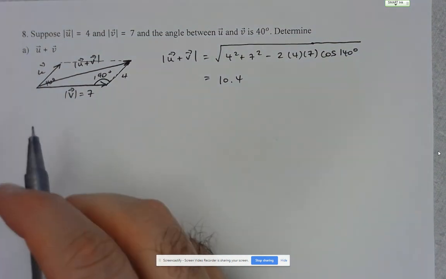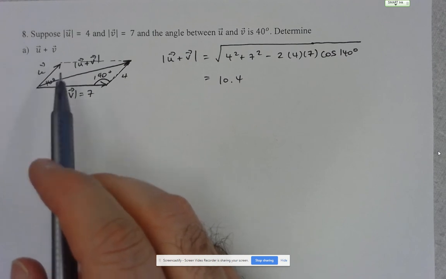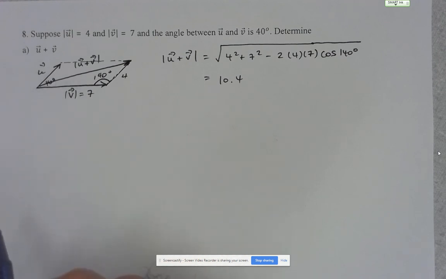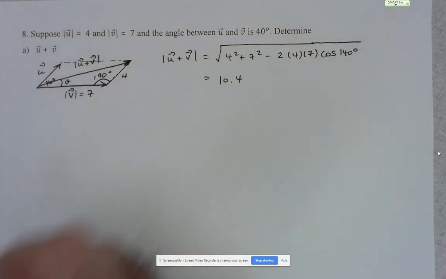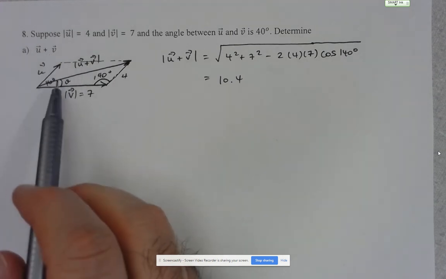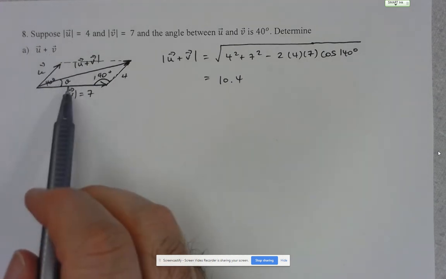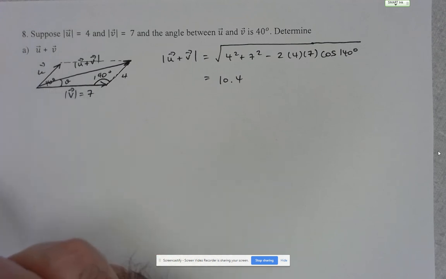All right, so the way we're going to describe direction is we're going to describe it relative to one of the vectors here. If I look at this angle here, which I'm going to call theta, I'm going to describe the resultant vector relative to the vector v by using this angle here. Now, this is where I'm going to make a suggestion.